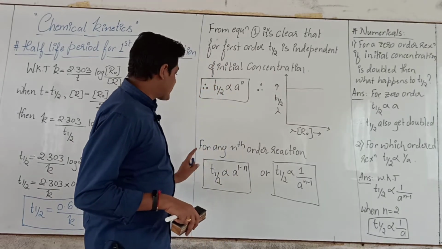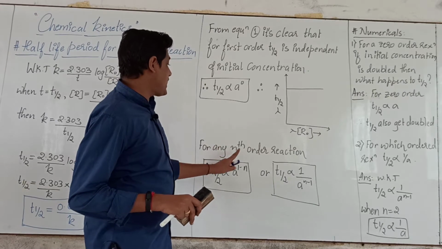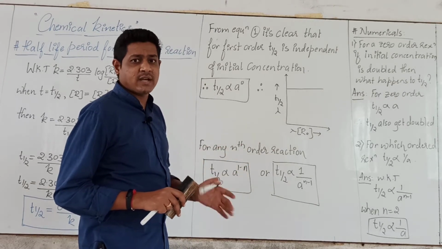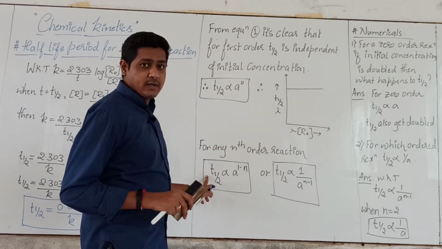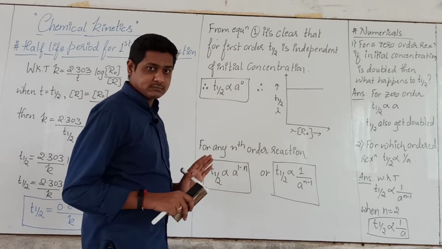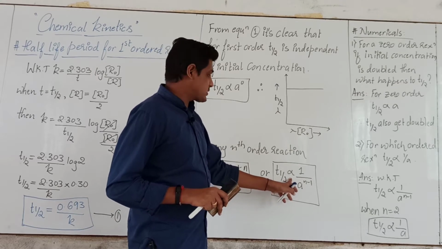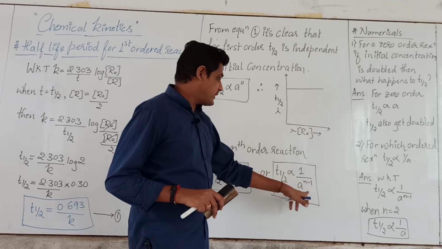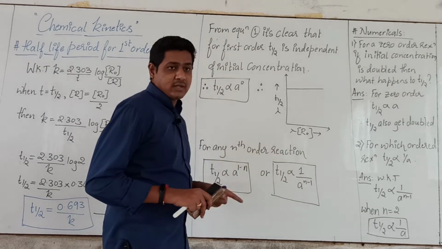Next, this is very important, students. For any nth ordered reaction, nth order means it may be zero order, first order, second order, third order, the half-life period is directly proportional to A to the power 1 minus n. Or we can say half-life period is directly proportional to 1 upon A to the power n minus 1, where n means the order of the reaction.